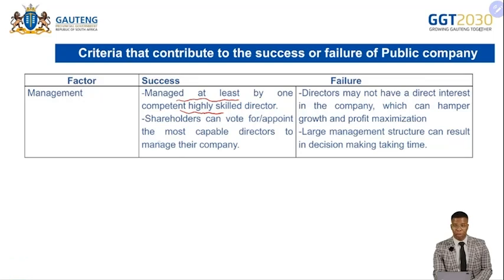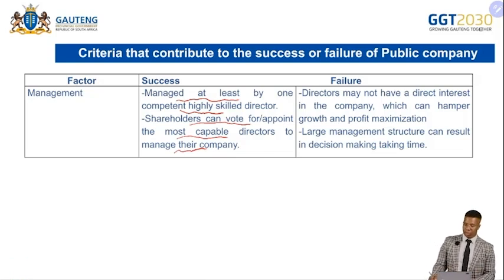That is management of a public company. Shareholders can vote for or appoint the most capable director with the right skills to manage their company. That is for a public company. Remember, the difference is that a private company has shareholders who are maybe invited privately to come and invest, but with a public company, the general public would be attracted using a prospectus to say they can come and invest, and if they're interested, they buy shares of that particular public company.